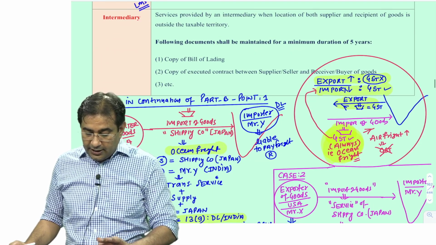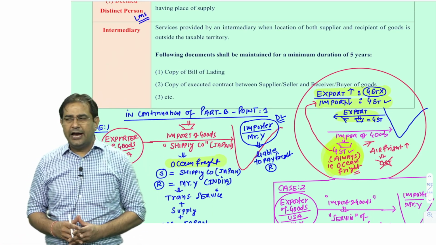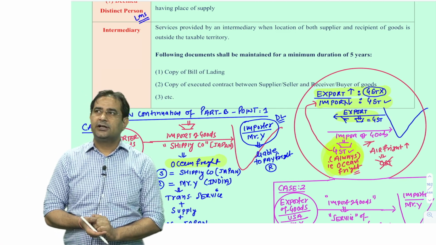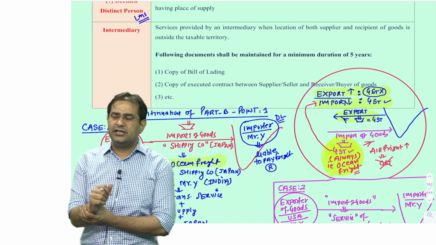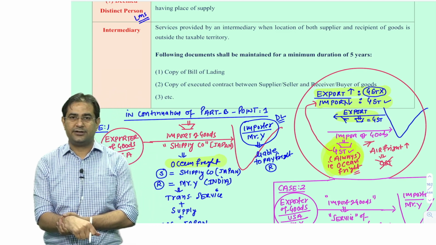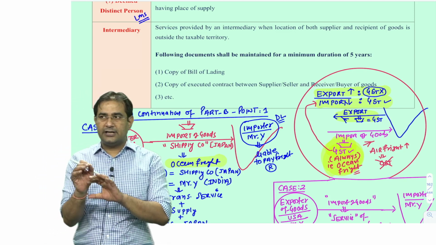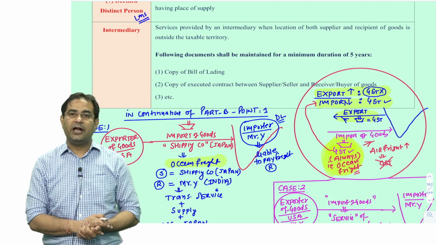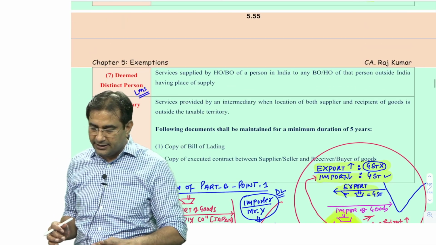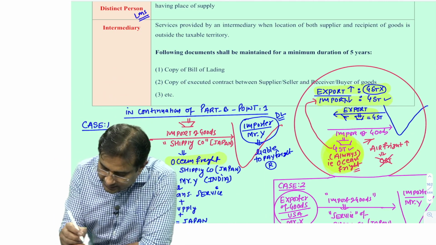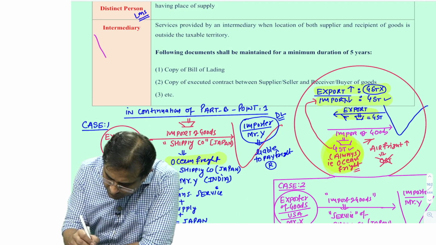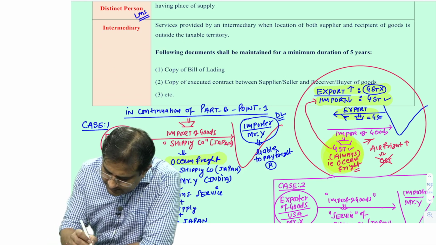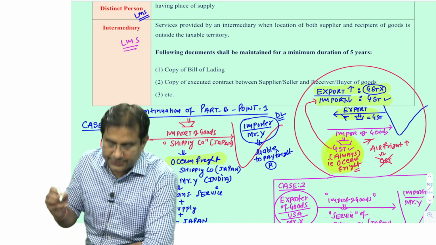Deemed distinct, intermediary. I have already discussed the whole exemption when we are talking about entity to entity. We have seen in the chapter of supply, that was the new magic. And for entity, what was the provision of entity? I have already told you and again explain for you. This was the provision, my dear. Okay, come on the LMS also for it.